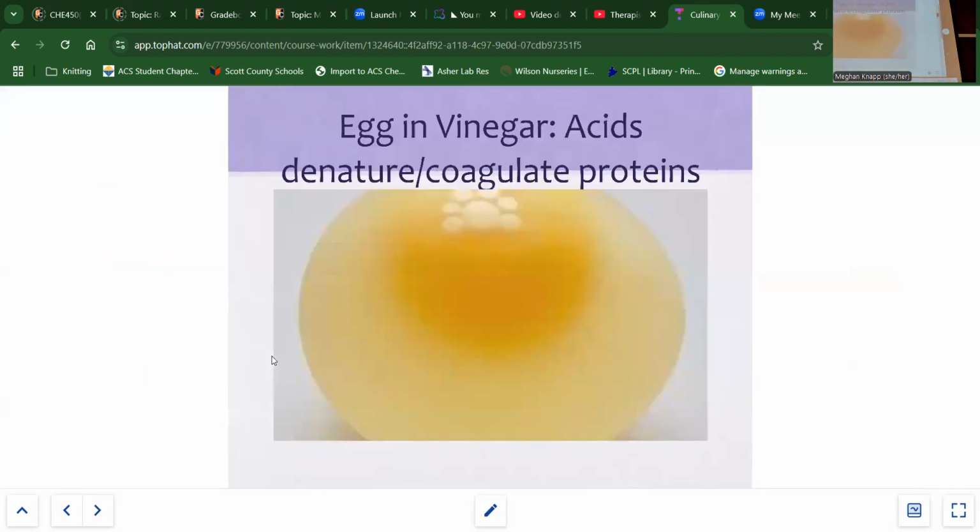So what about acids in food? A lot of our foods are acids, but they also can affect the foods that we eat, sometimes with the flavor because they taste sour, but also because of the proteins.